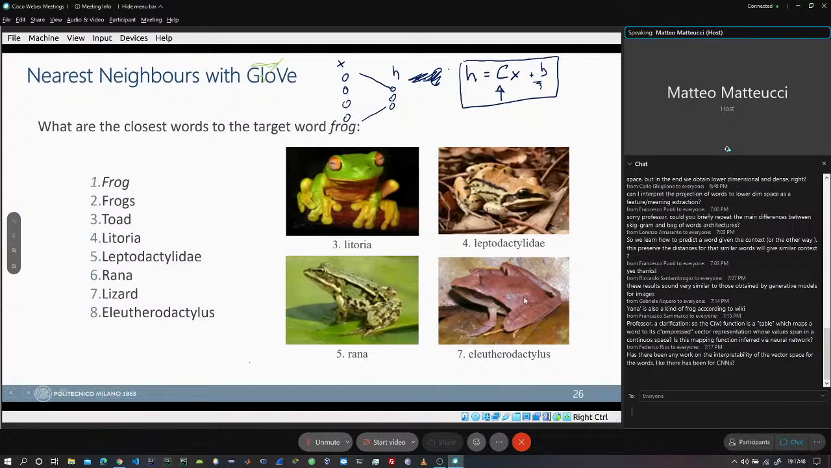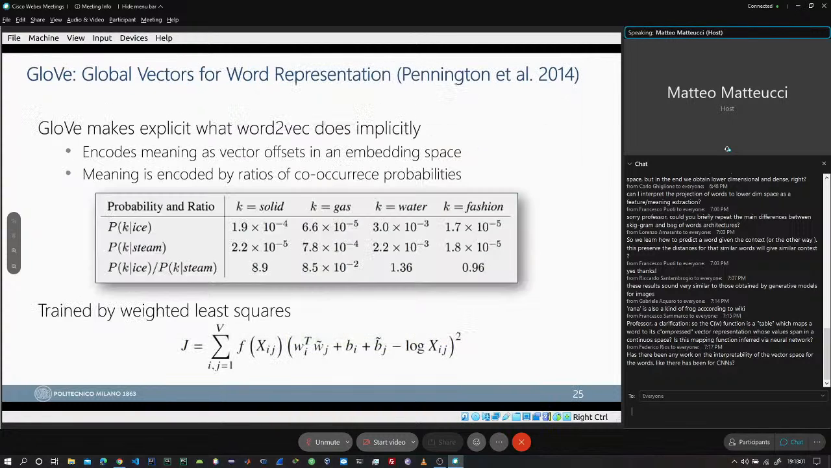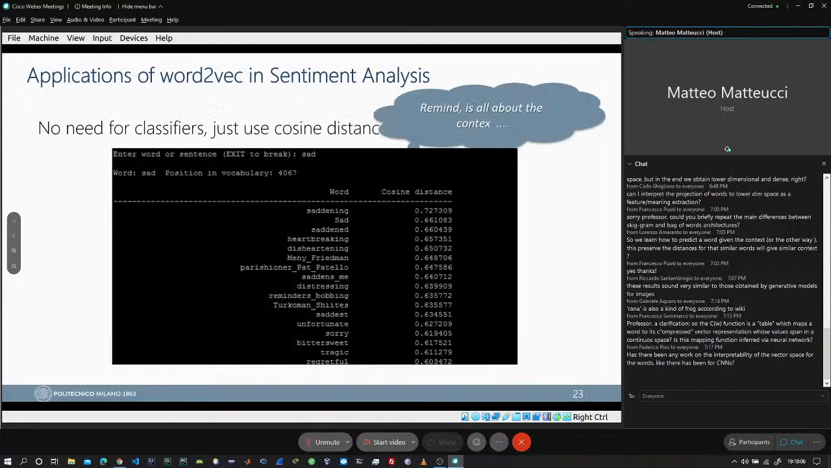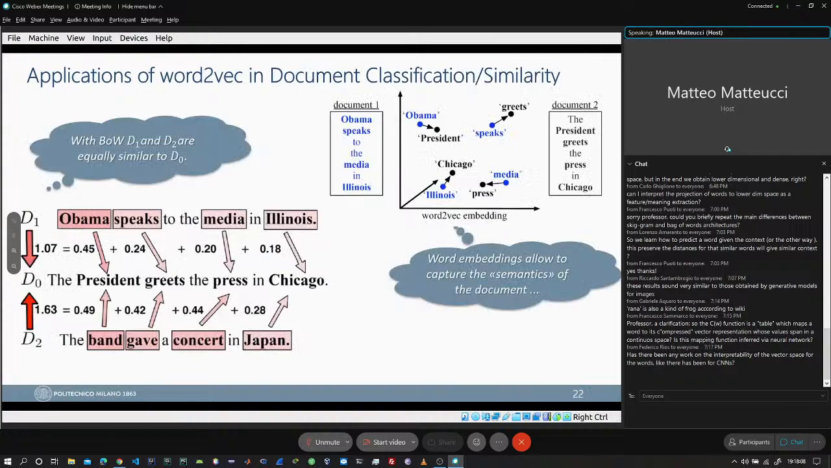There is a question. Has there been any work on the interpretability of the vector space of words, like there has been for CNNs? Yes and no, in the sense that these plots, let me show some, are more or less a sort of attempt to interpret where words are mapped and what the neighboring words are.